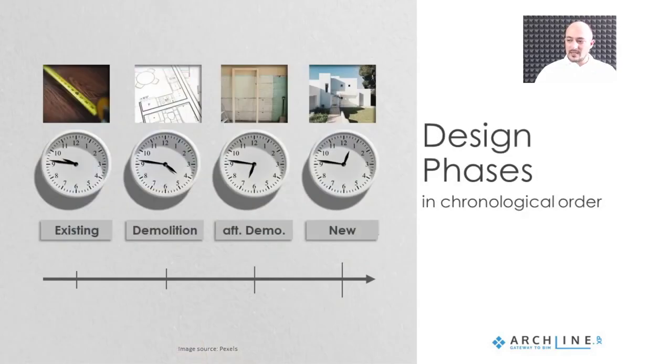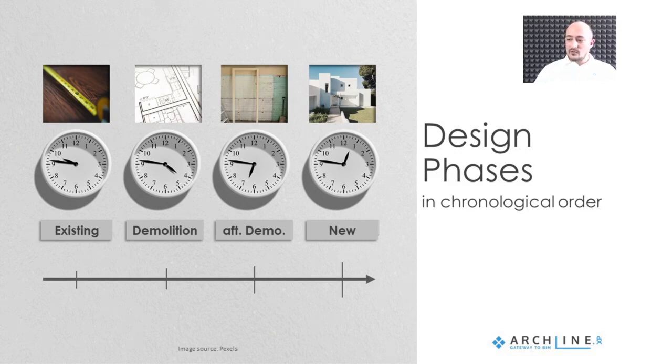But before that, let's just have a quick overview. So here you can see the chronological order of these things. Just as I mentioned, the first one is the existing state. The second is the demolition. After comes the after demolition phase, and finally the new phase. So these are all the phases. You do not have to determine the time or something like that. These are just literal snapshots of the building phases, which you can represent, design, modify, and document.